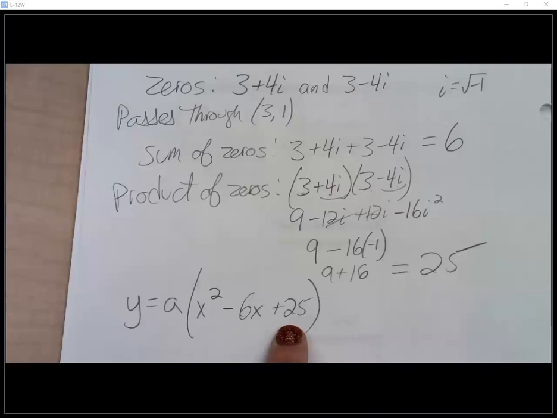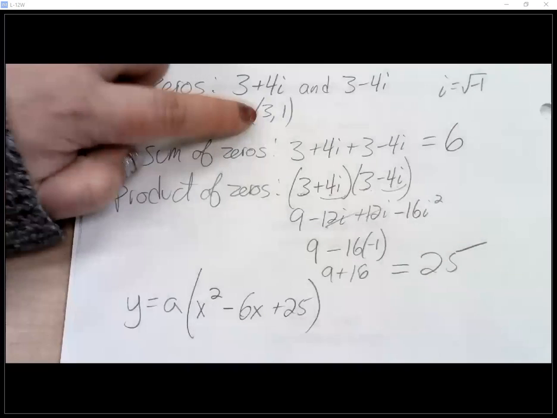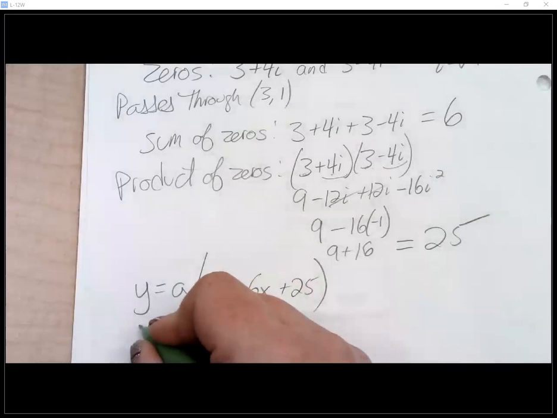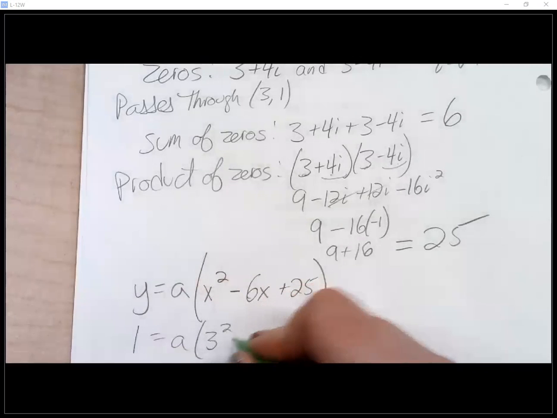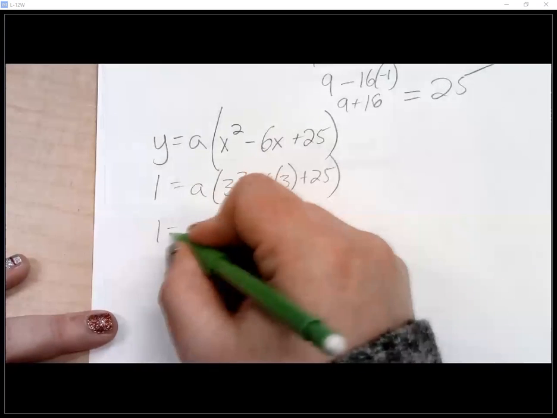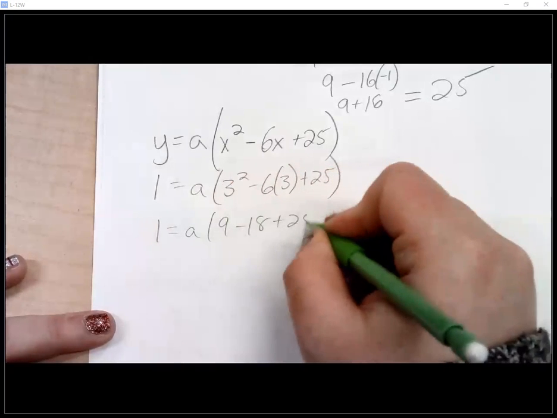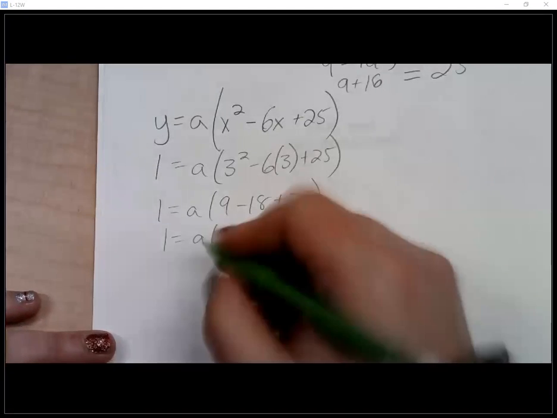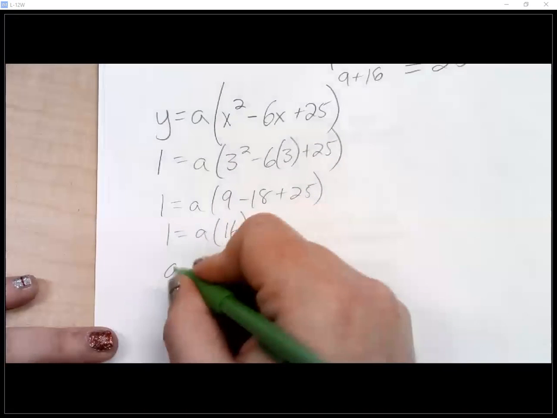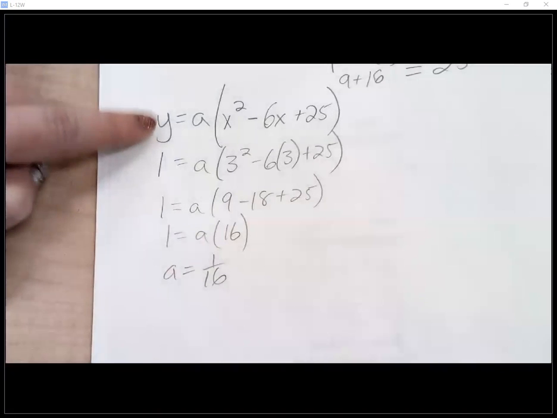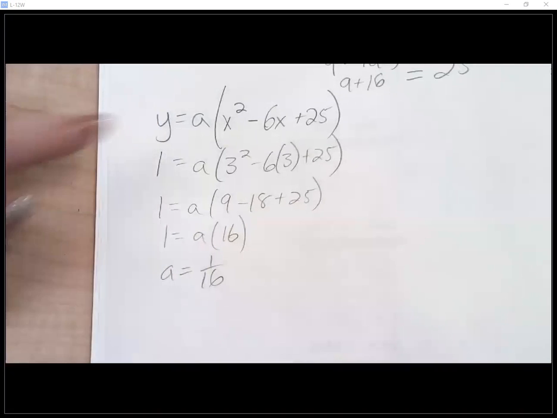All right, and now I have that other point, (3, 1). So I just need to plug that in for x and y, and then I can solve for a. So 1 is y, a, x is 3. So now you're just evaluating. Oh, what's that? 16? Double check me. Are you guys getting what I'm getting? You did? 1/16? So now that I have that, I can literally just go right back here and replace a now with 1/16. So that gets me my final answer.